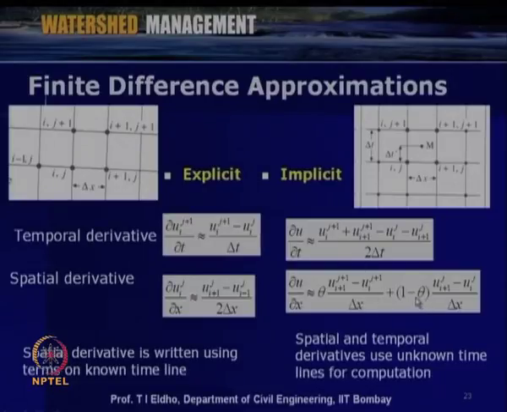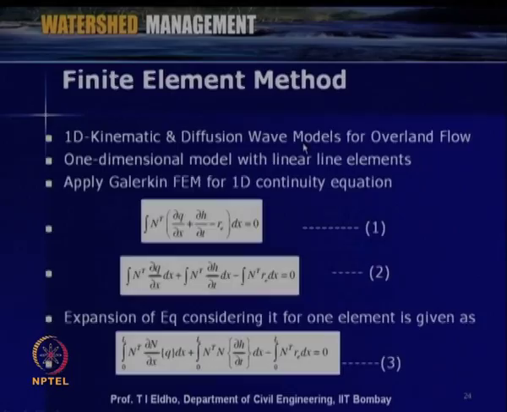It is a semi implicit scheme. When theta is equal to 0 or 1, we have either a fully explicit or a fully implicit scheme. So, that is the difference between explicit and implicit finite difference scheme.